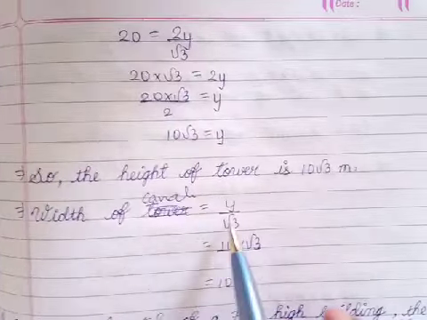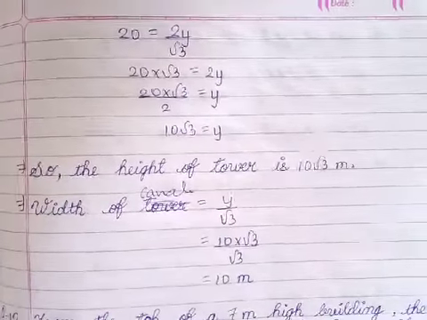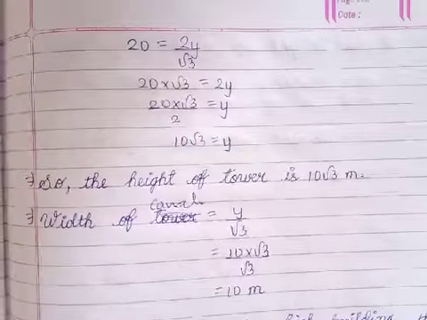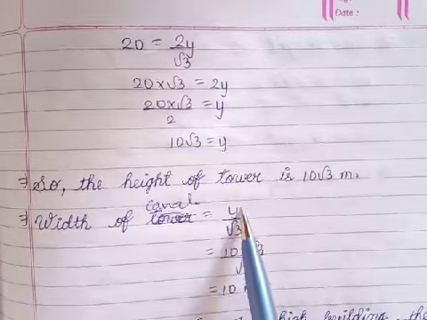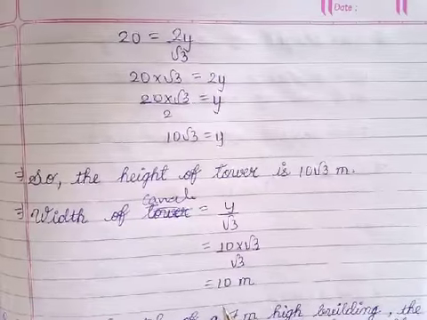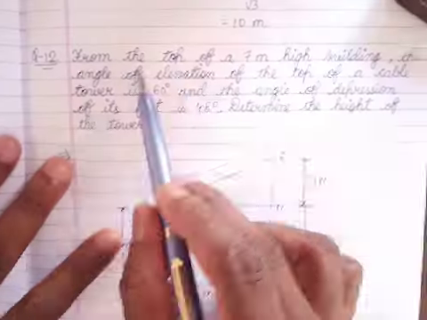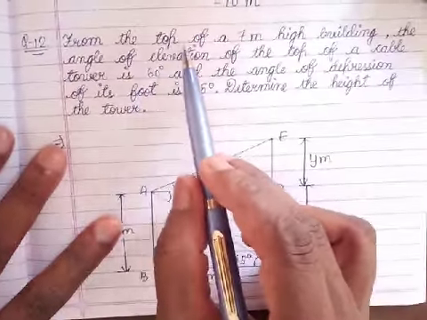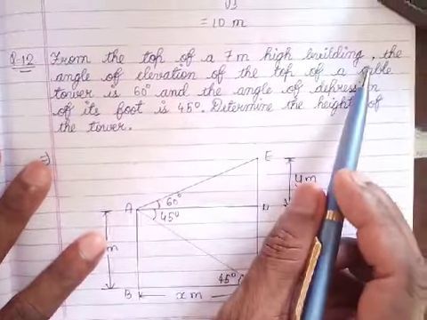Now the width of the canal is x, which is represented here as y upon root 3. So substitute the value of y, root 3 will cancel out, and it will give the width of the canal as 10 meter.